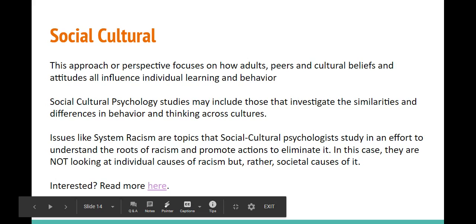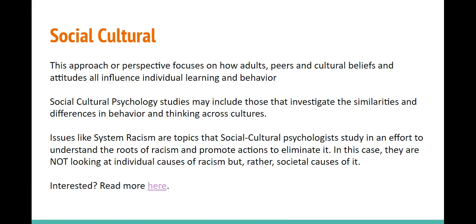Sociocultural psychology or perspective focuses on how adults and peers and cultural beliefs and attitudes all influence our individual learning and behavior. When we take a look at sociocultural psychology, most of the research that is being done is investigating the similarities and differences in behavior and thinking across cultures. Issues like systemic racism are topics that sociocultural psychologists study, and it's an effort for them to try to understand the roots of racism and to promote actions to eliminate it. But instead of looking at individual causes of racism, they rather look at societal causes.